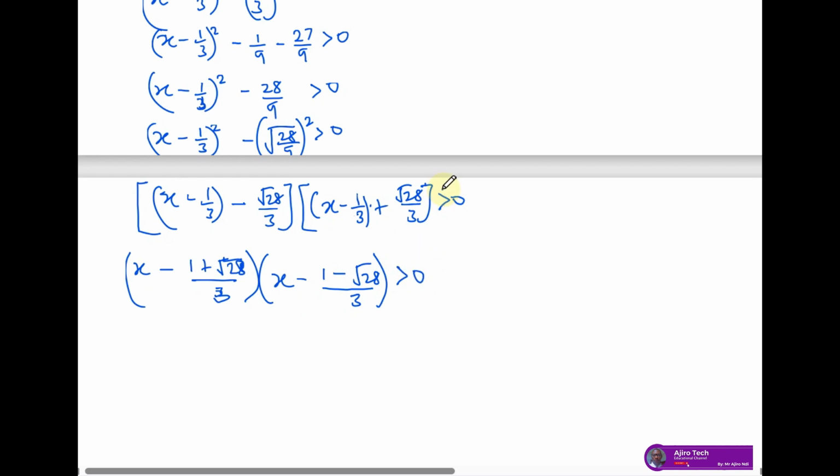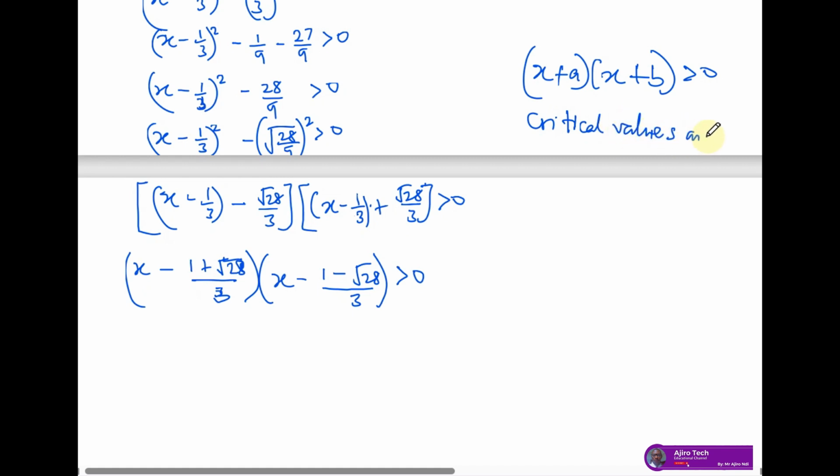Now, at this point, we're going to look for critical values. Critical values are, this is similar to writing x plus a into x plus b greater than 0, okay? Greater than 0. The critical values here are negative a and negative b.